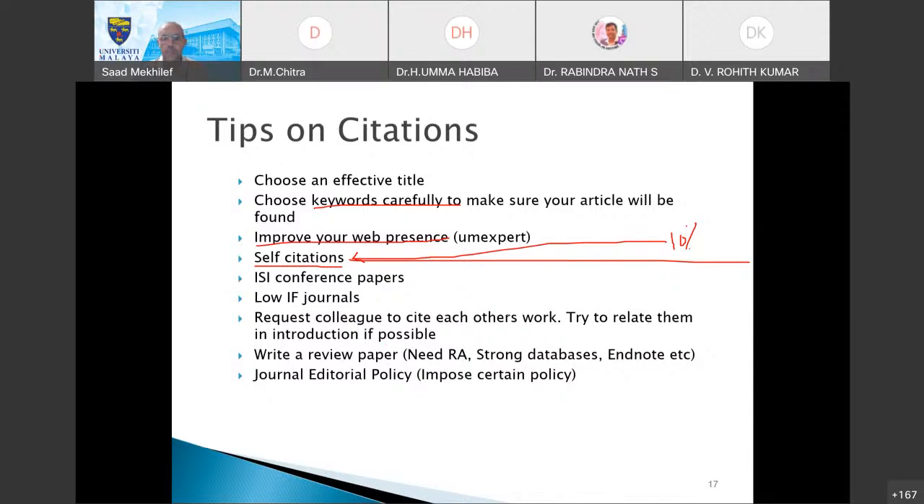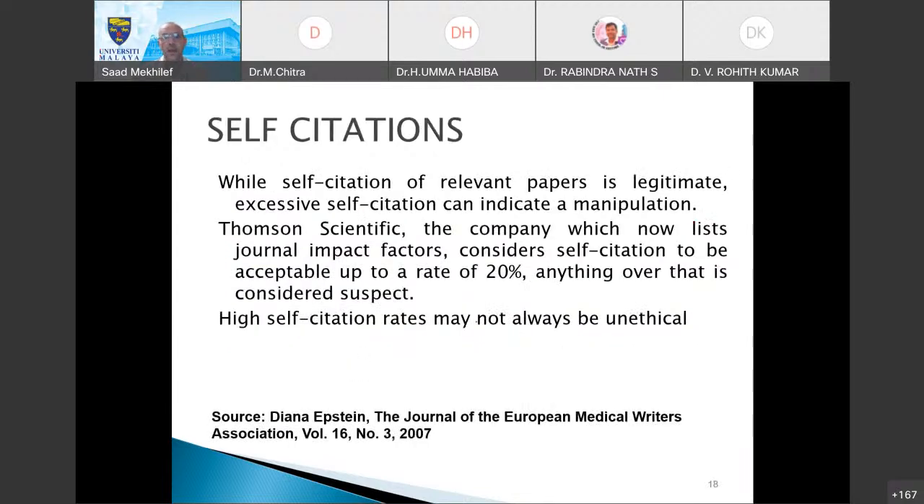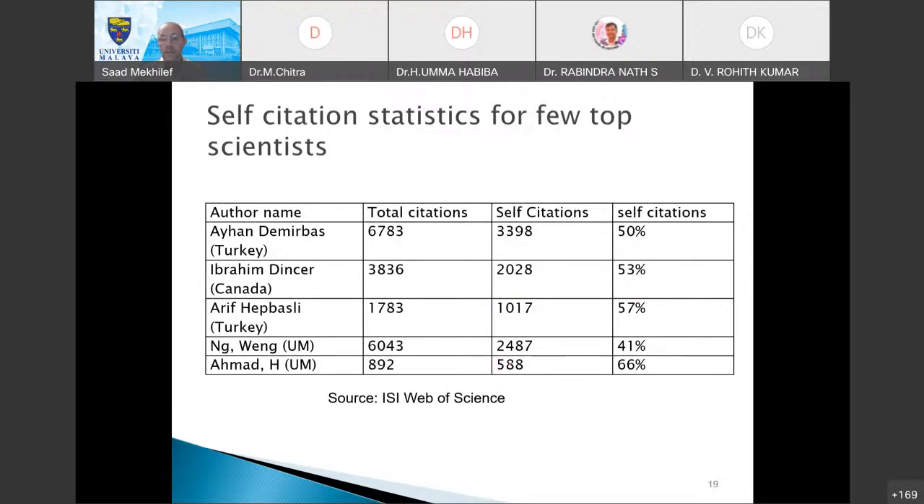All right. So yes, you may request a colleague to cite, but it must be only related work. So that's very, very important. Self-citations, I think I have explained this one just now. Very, very important, and you always try to maintain within the percentage.